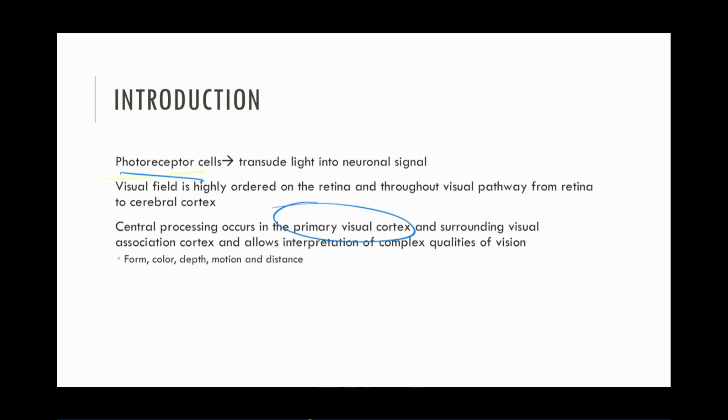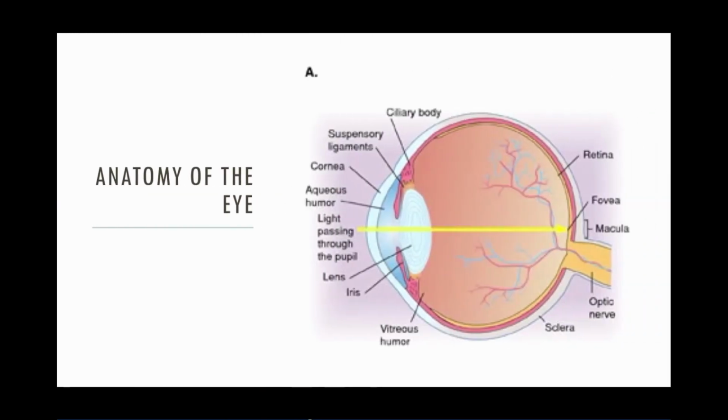Which is why, with concussions in football, when people land on the back of their head, they see stars and weird things for a while, because you really bang that occipital cortex hard, which is where your visual cortex is. So it gets a little stunned and you get problems seeing. The different qualities of vision are form, color, depth, motion, and distance. Depth perception is how far away something is, and your eyes play a big role in that.